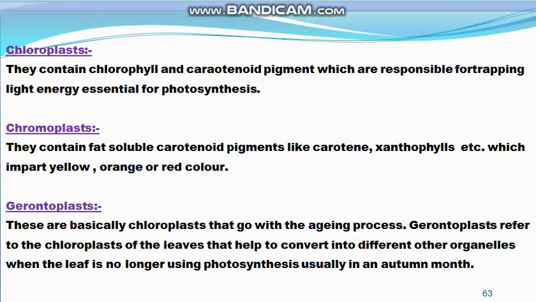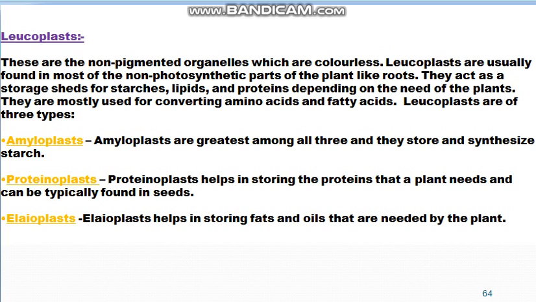The third type of plastid is the gerontoplast. Gerontoplasts are basically chloroplasts that go through the aging process. After the aging process, chloroplasts become gerontoplasts, which refer to the chloroplasts of the leaves that convert into other organelles when the leaf is no longer carrying out photosynthesis, usually in the autumn months. So these are the chloroplast, then chromoplast and gerontoplast. Next comes the leucoplast. So what are leucoplasts?